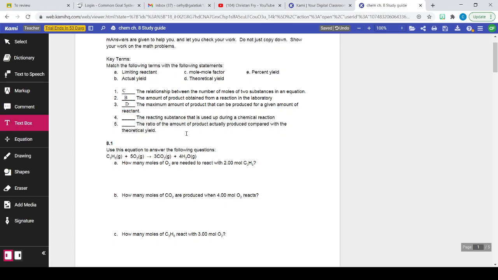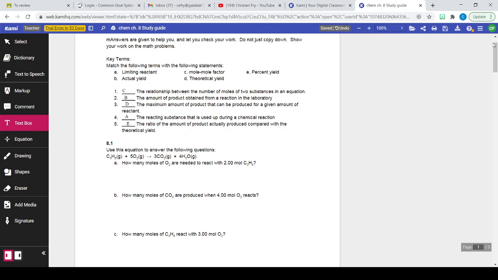And I do want you to change, like if you have the wrong answer, change it, put the right thing down, pause this if you need to, if it's during a math problem. Like I said, you could use this to kind of help you with the test. Number 4, the reacting substance that is used up during a chemical reaction. Well, if it's used up, that is your limiting reactant, or sometimes they call it limiting reagent. And then number 5, the ratio of the amount of product actually produced compared with the theoretical. Well, there is only one left, and that is E, and that's our percent yield, and that's just, like I said, the actual over theoretical.